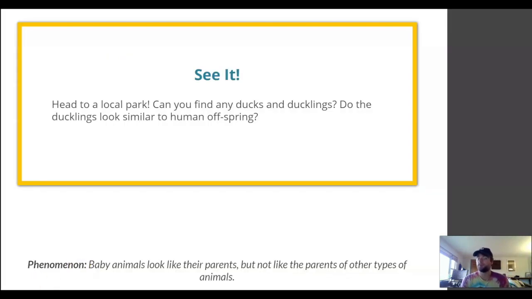Now what you can do is head to a local park, or maybe take a look out in your backyard if you can't go to the park today. Can you find any ducks and ducklings? And do the ducklings look similar to human offspring?